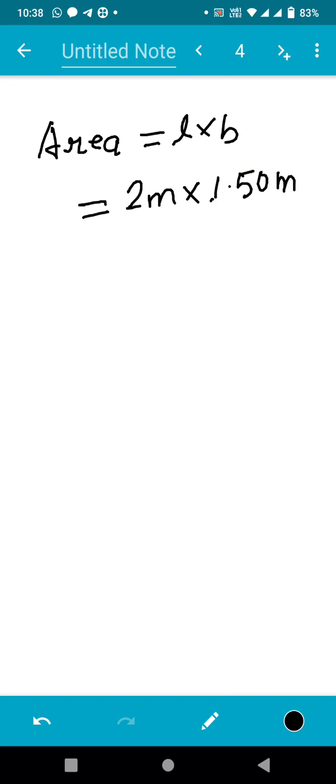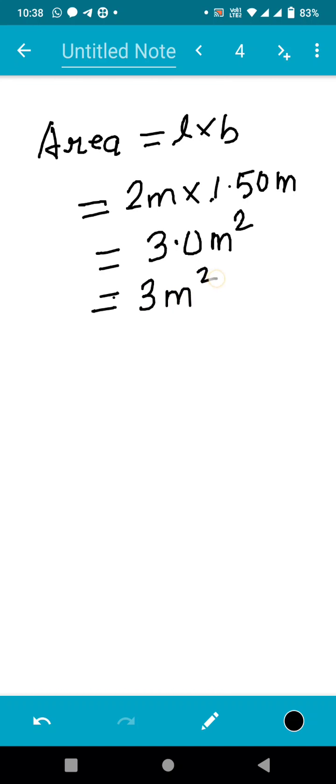So when you multiply these two numbers, we will get the value as 3.0, and since there are two meters, we will write meter square. There is no point of writing 0.0 because over here the 0 doesn't have any value. So you will give the answer as 3 meter square. Okay, so this is the solution of question number 6.